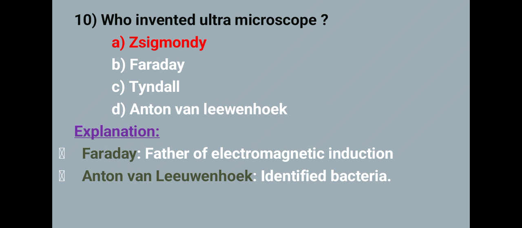Now coming to a 10th question. Who invented ultramicroscope? Option A, Zsigmondy, option B, Faraday, option C, Tyndall, and option D, Anton von Leeuwenhoek. So ultramicroscope was invented by Zsigmondy. So Faraday is a father of electromagnetic induction, and who identified bacteria? Leeuwenhoek identified bacteria. So Zsigmondy invented ultramicroscope.